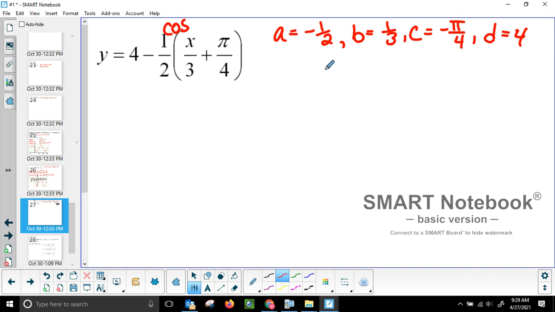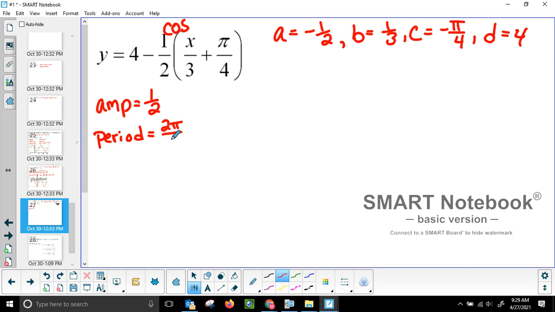Oh, we're good? Okay. All right, so we go through, even though this is cosine, it doesn't matter. We go through all of the same process. All right, so our amplitude is going to be 1/2. Remember, it is the absolute value of A. All right, our period is 2 pi over B.